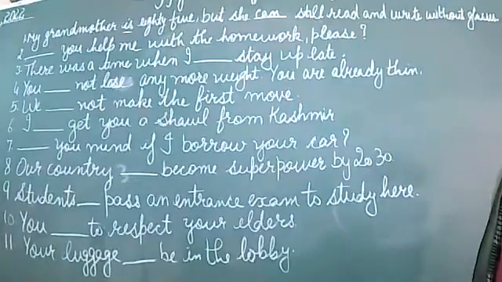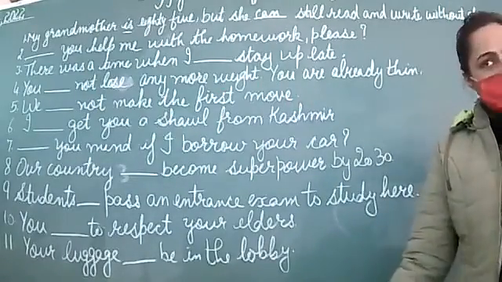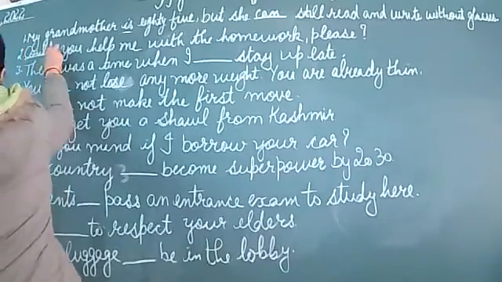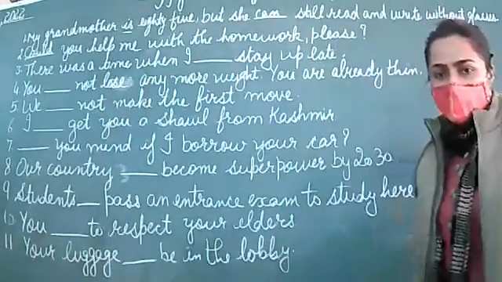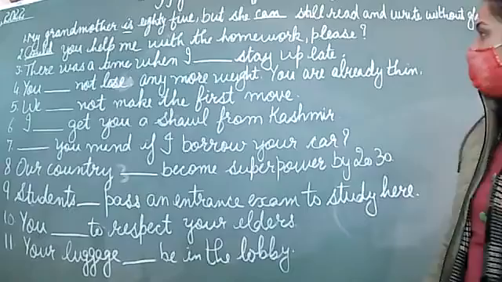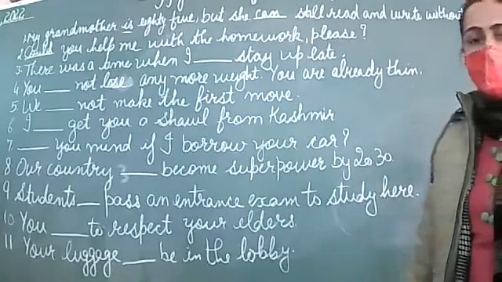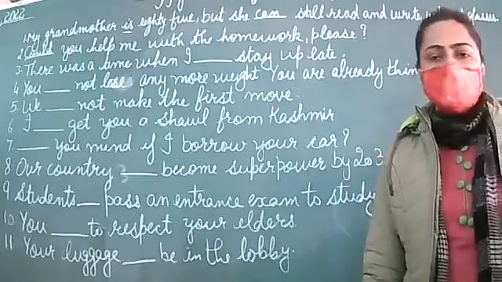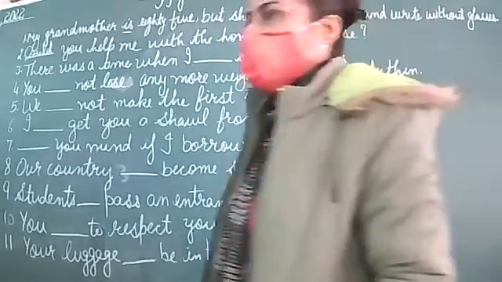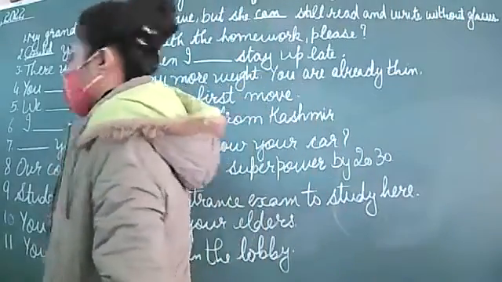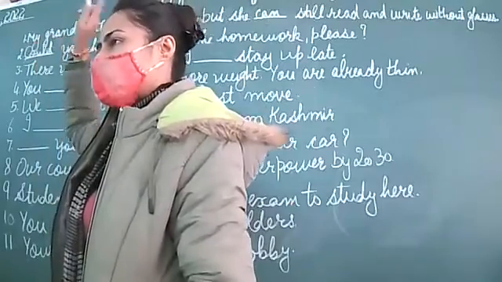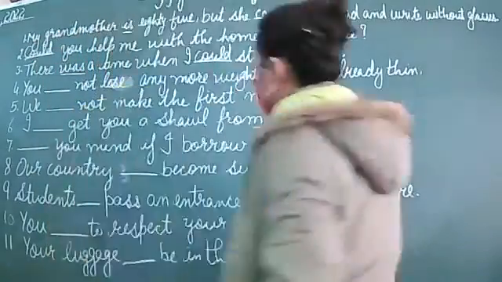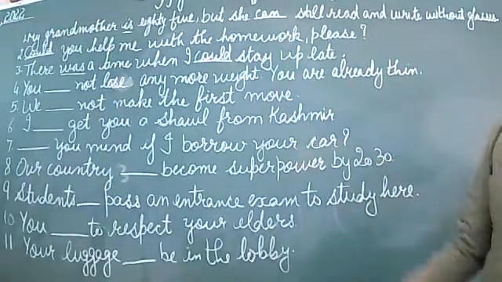Dash, you help me with the homework, please. Would you help me? ठीक है? Next is, there was a time when I dash stay up late. Used to. Could. Yes, could. कहाँ present है? Was. There was a time. Time था. Not now. When I could stay up late. When I was able to stay up late. ठीक है?